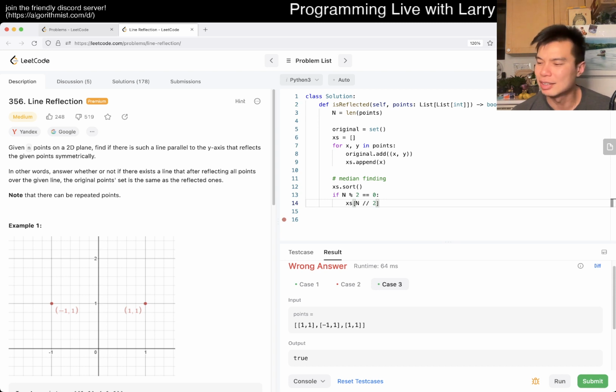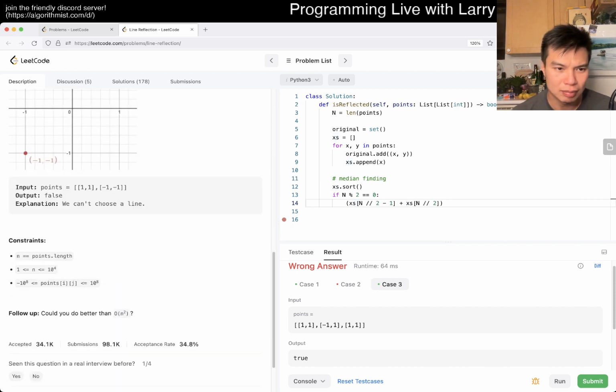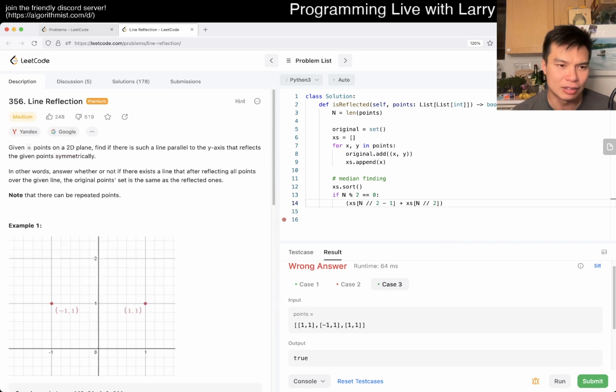Let me think about this. If this is even, then for example, if it's two elements, then we want 0 and 1, right? So it's this and this over 2, right? And the line doesn't have to be on an integer, so okay.